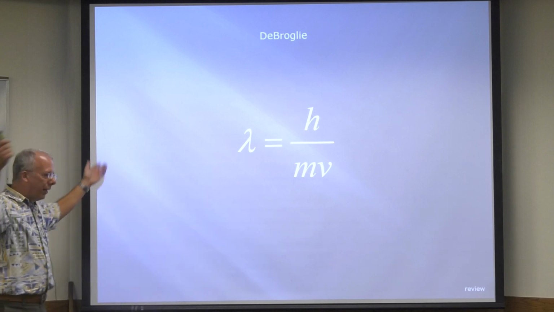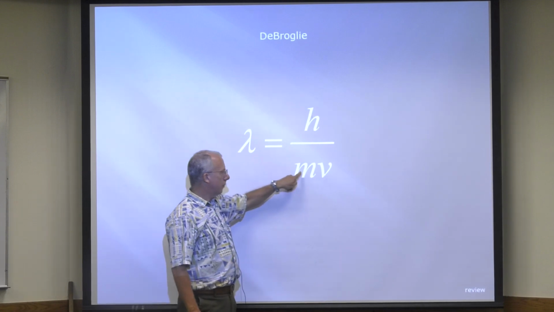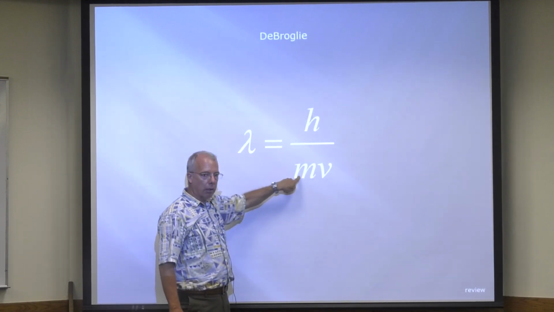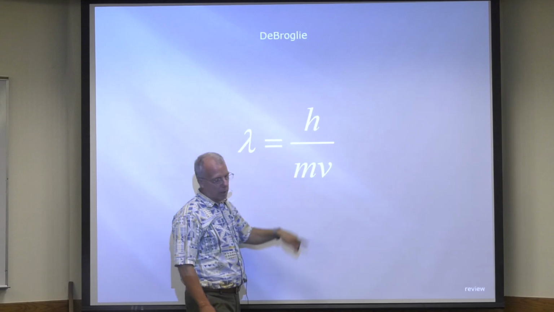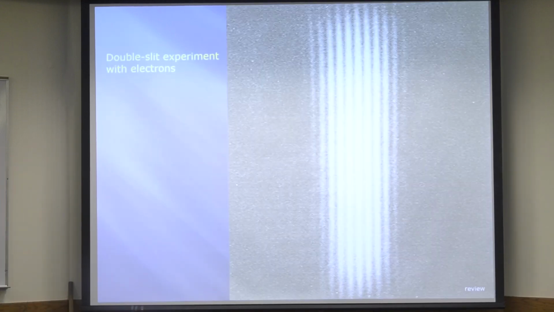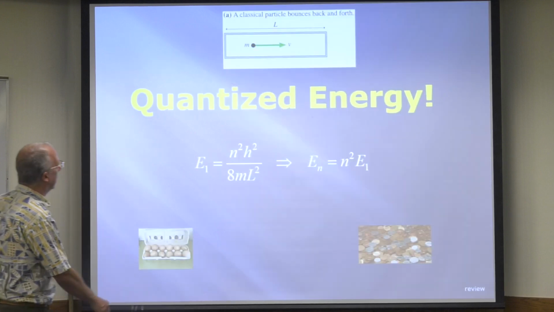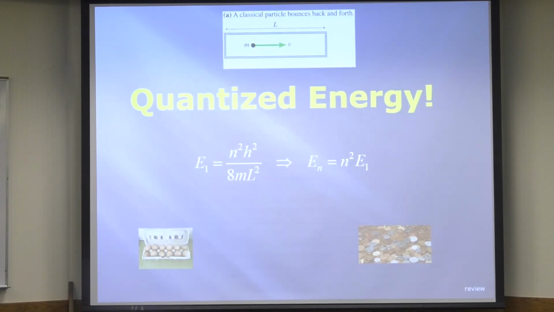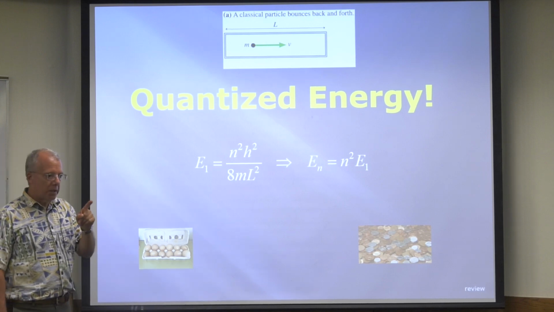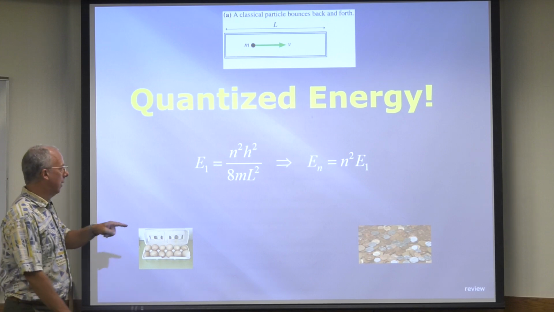Electrons, protons, buckyballs, whatever. So this is the wavelength of a matter particle, right? This could be the mass of an electron, proton, whatever. Completely crazy classically, but it's real. You do the double slit experiment with electrons, you see the diffraction pattern, so the electrons are acting like waves. Then we did the particle in a box model, and what did we come up with? The particle, since it acts like a wave, can only have certain energies, so we say it's quantized.